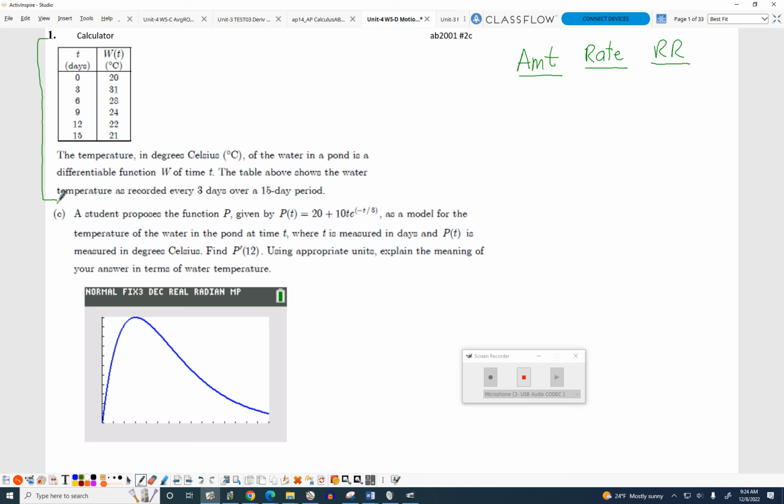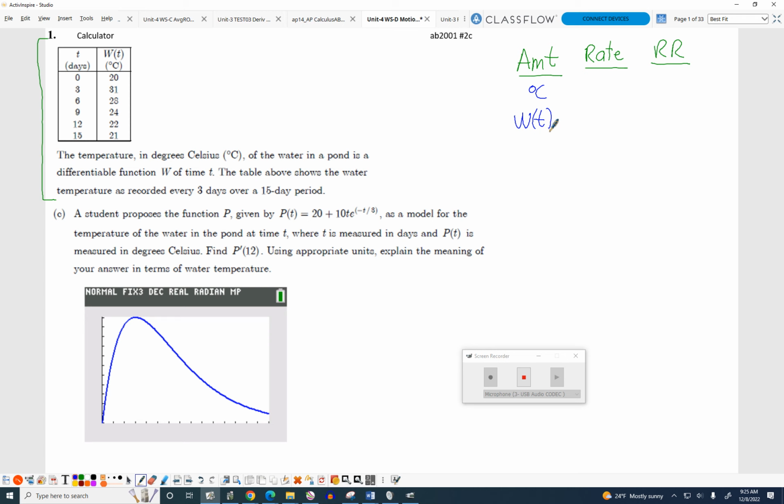So Brooklyn, are we talking about an amount, a rate at which that amount changes, or a rate at which the rate itself is changing? It's just an amount. It's just the temperature. It's not talking about how fast anything's changing. It's just the temperature. Two for Brooklyn. So in this column, I say this is degrees Celsius, and this is W of T. It's just an amount of temperature.